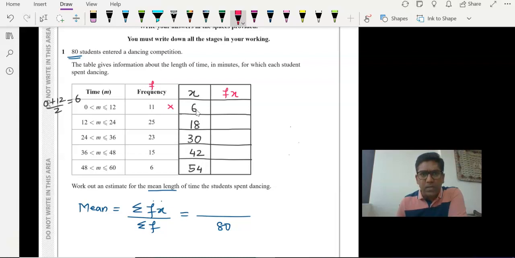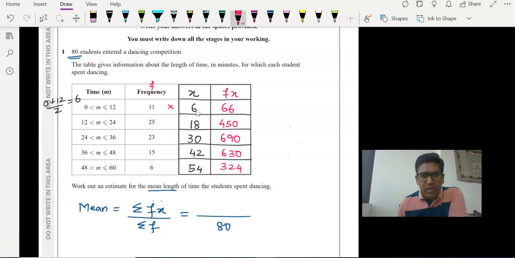So 11 times 6 gives me 66. 18 times 25 gives you 450. 23 times 30 gives you 690. And 15 times 42 is 630, and 6 times 54 is 324.